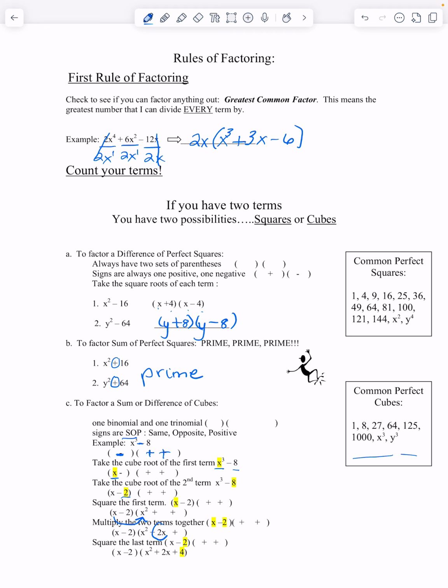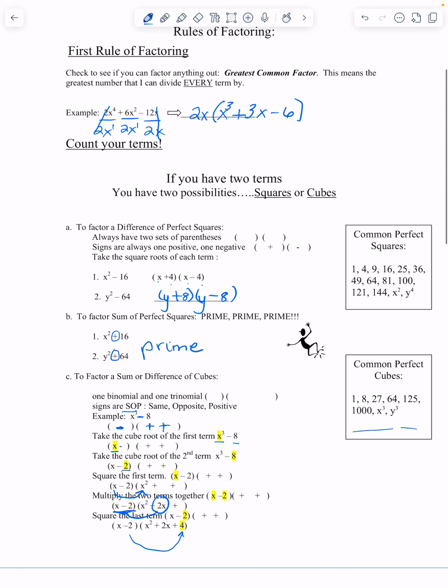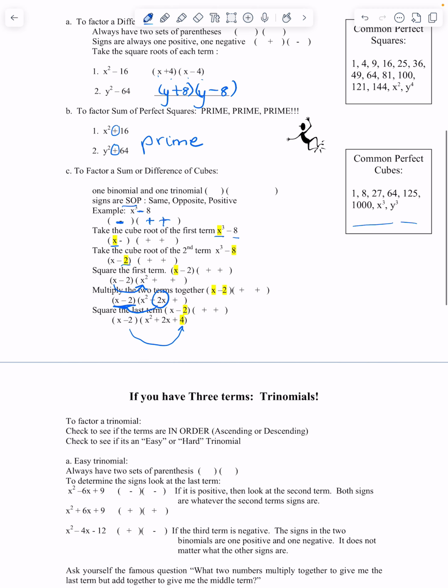To get the middle term, you multiply these two terms together, ignoring the signs. We've already put our signs into place. 2 times x is 2x. And then you square the last term, 2 squared, to get 4. Once you complete that pattern, and it may take you a little bit of practice, you cannot go any further. So you won't ever have to worry about breaking that down.